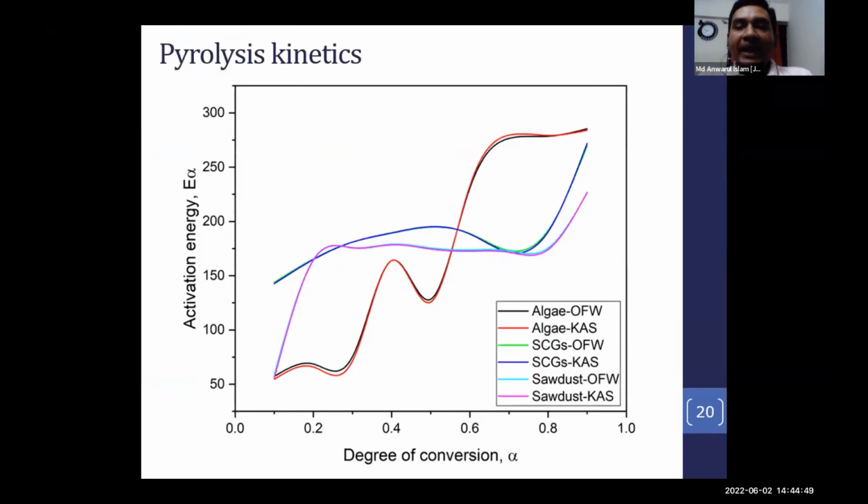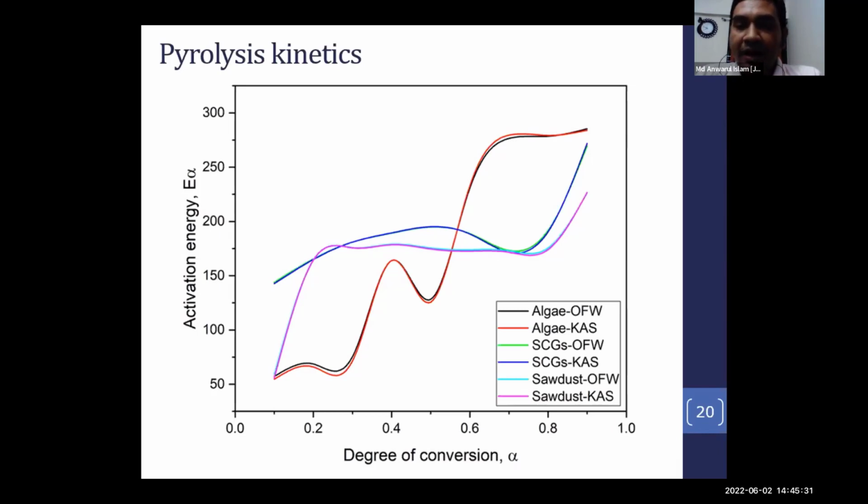Now, when we compared the two methods, OFW and KAS, for the calculated activation energy, the two methods gave very similar and representative results for the three different biomasses, regardless of their individuality, because they are different sources. Both methods gave similar required activation energy. This shows the compliance of these two methods, which can predict the pyrolysis conditions, and we can use those equations to scale up the pyrolysis process.